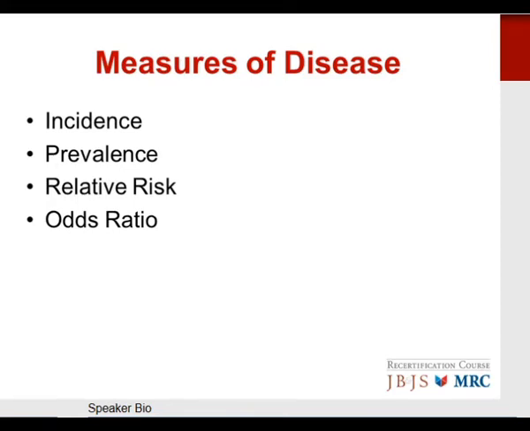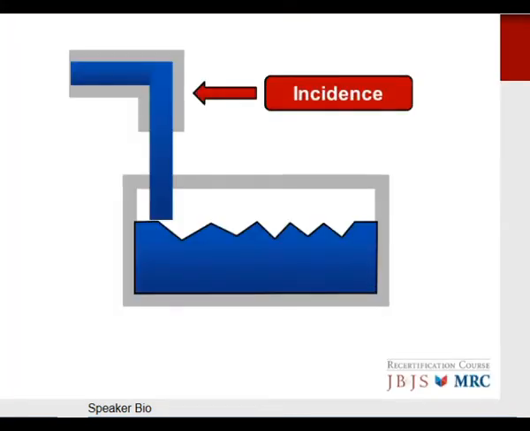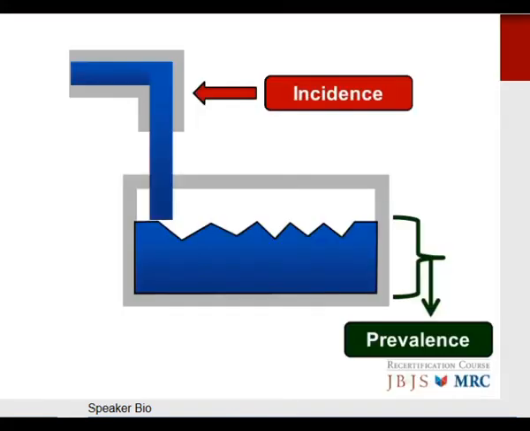There are 4 fundamental measures of disease within epidemiology: incidence, prevalence, relative risk, and odds ratio. And we're going to go through each. And I like to use this pool analogy. The incidence is the water flowing into the pool. The prevalence is the depth of the pool.